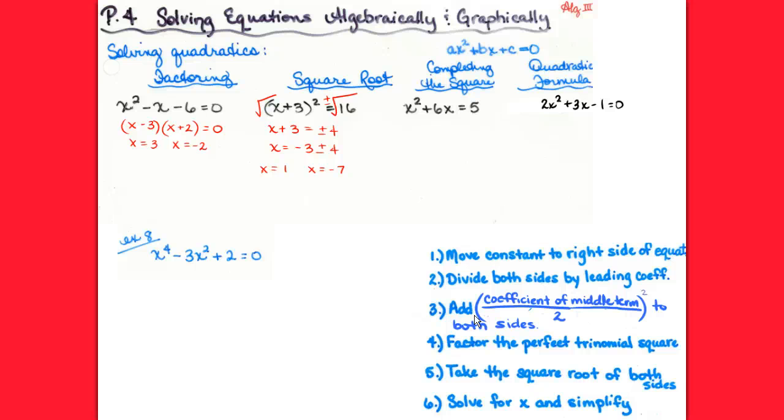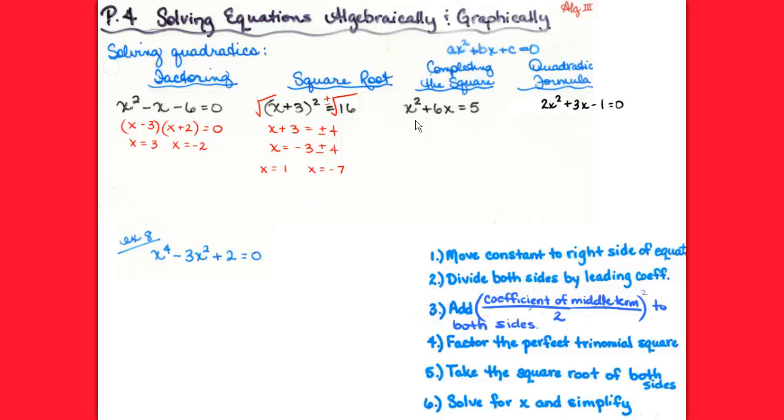Okay, so these are our steps for completing the square. Step number 1, we're going to move the constant to the right-hand side of the equation. All right, so for our problem, they already did that for us. Fantastic. Number 2, we're going to divide both sides by the leading coefficient. They were nice enough to make my leading coefficient 1 here. So if I divide everything by 1, not going to change anything.